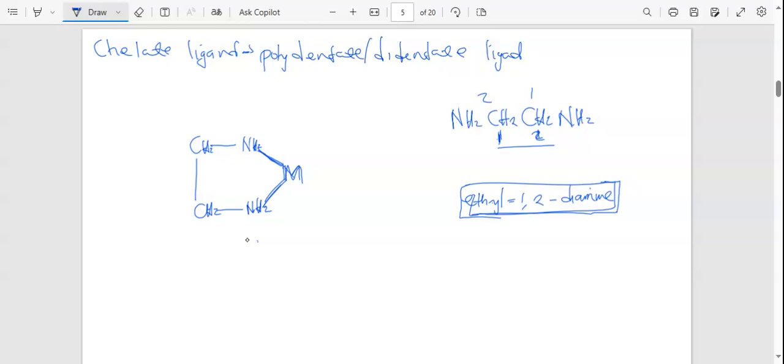They are making a circle like that. Okay. So the process of making a circle is what we call chelation.